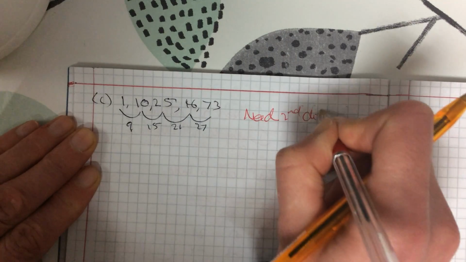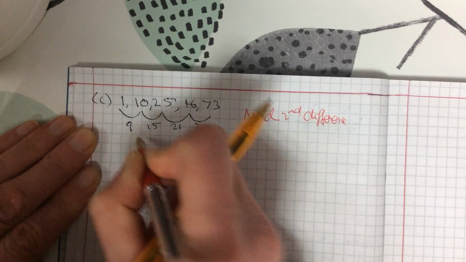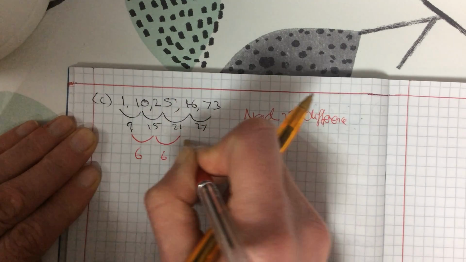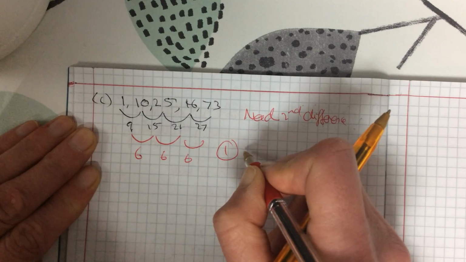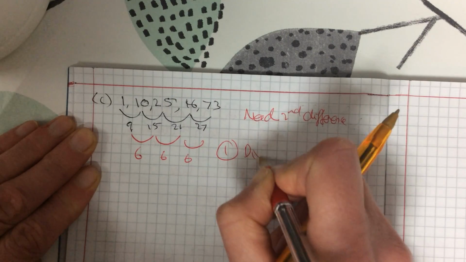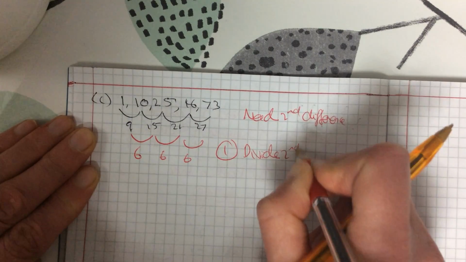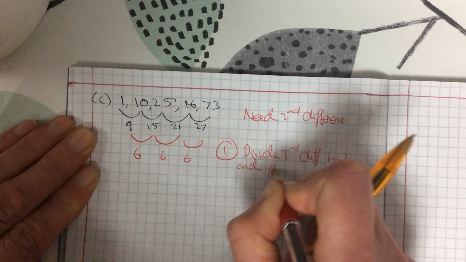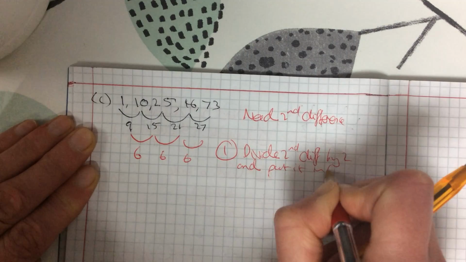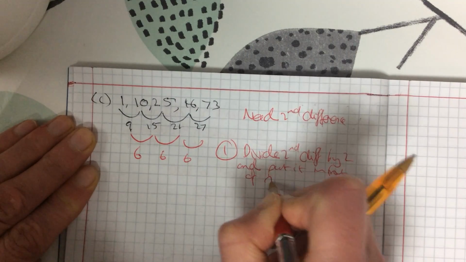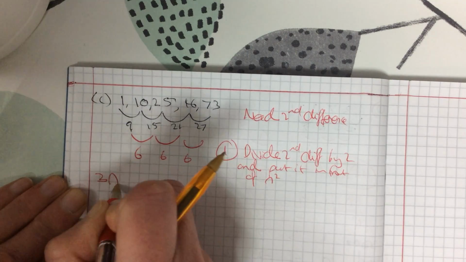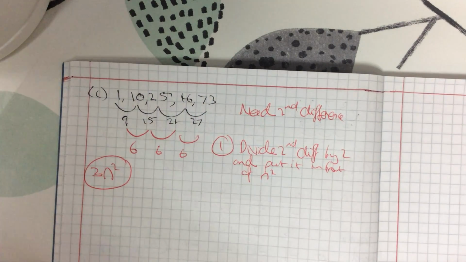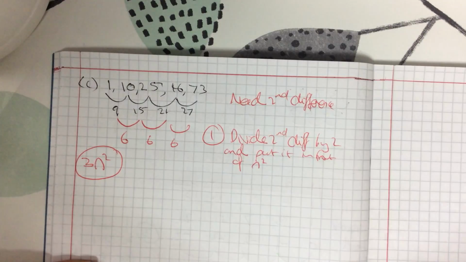So we need the second difference. So we go again. 6, 6, 6. And do you remember what you do with that? You divide the second difference by 2 and put it in front of n squared. So you'll have 3n squared. If this comes up in the test and exam, if you get that, that gets you a mark anyway.